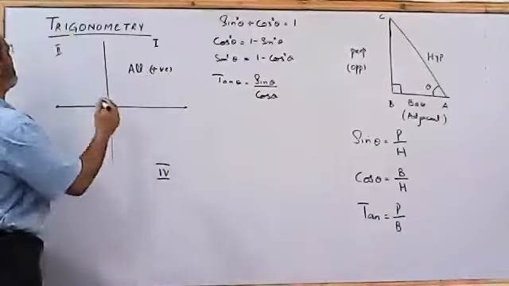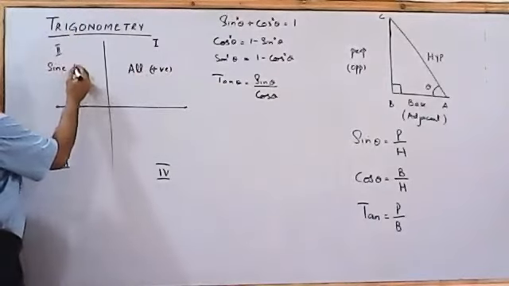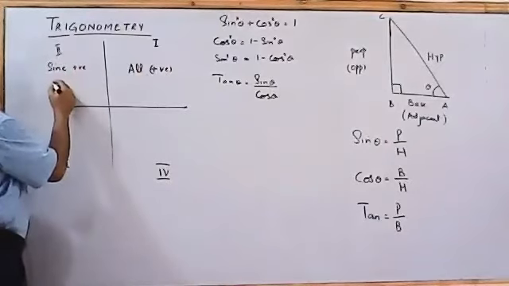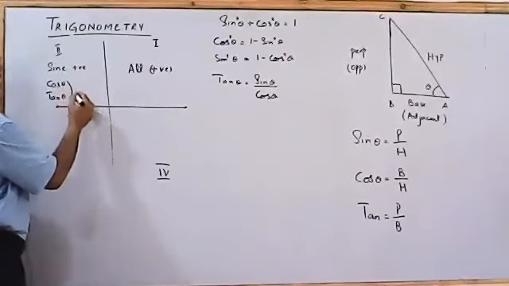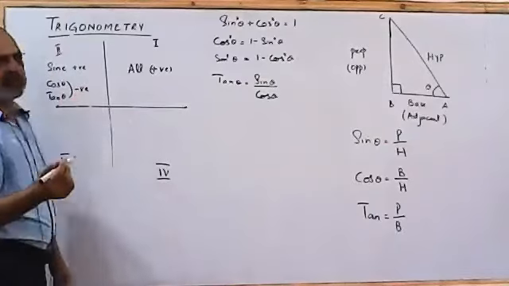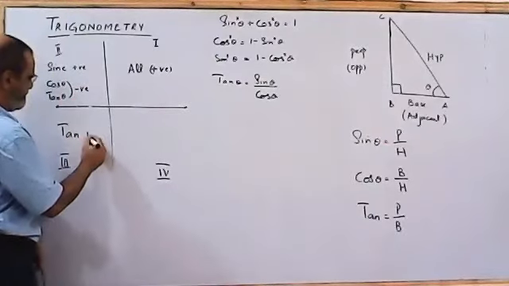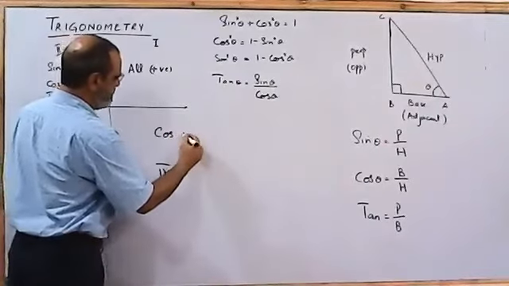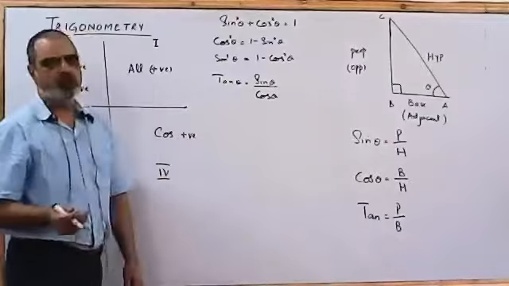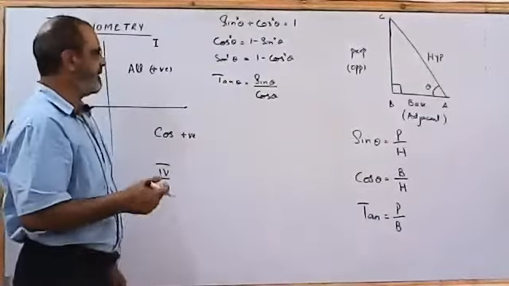In second quadrant, sine is positive, cos and tan are negative. In third quadrant, tan is positive, and in fourth quadrant, cos is positive. You people already know these rules and these properties. That's why I'm going a bit fast.